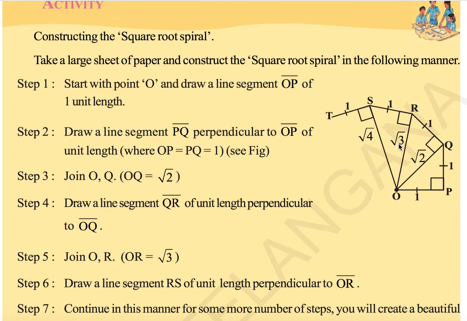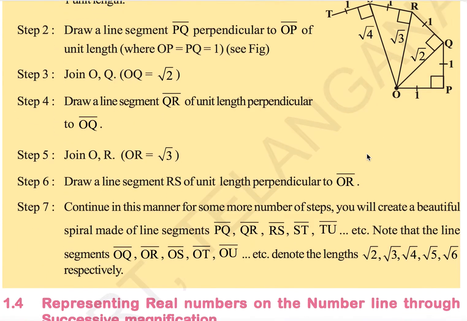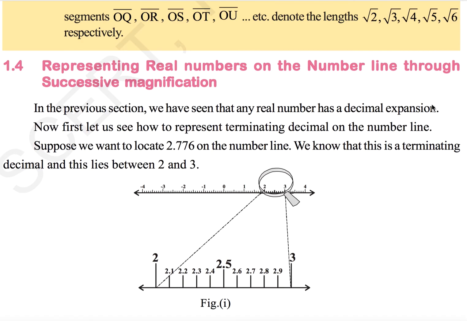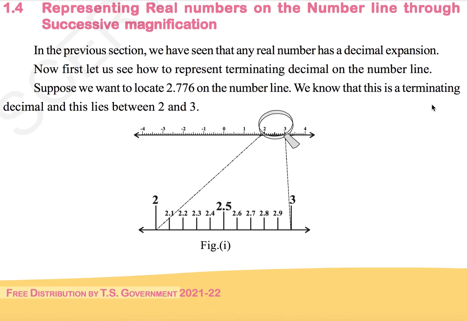This will give you root 3. Now draw RS with a unit length perpendicular to OR. Now join O and S. That will be your root 4, and you can keep on doing this till root 2, root 3, root 4, root 5, root 6, and so on. So, how to represent the real numbers on the number line through successive magnification?